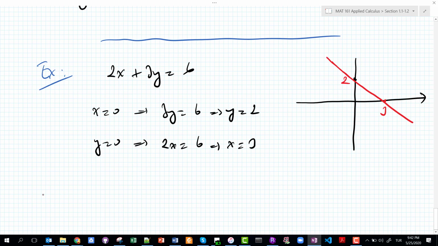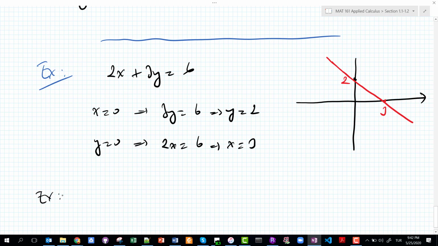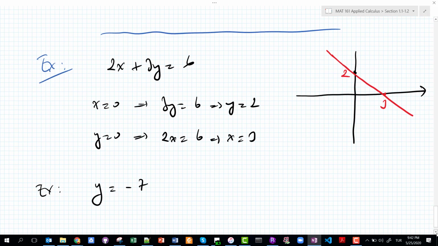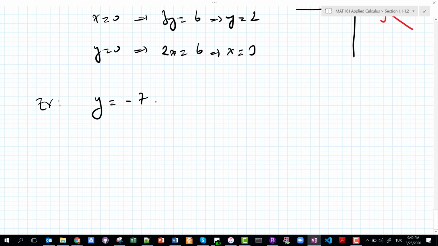That's it, guys. The last example would be that one. Let's say you were given y is equal to -7. If you would like to graph it, what would it be? There is no x in the equation here, but can you put this into this form? 0x minus 7. What do you see here? Your slope is equal to 0. That means this is parallel to the x-axis, since we know the x-axis has 0 slope.